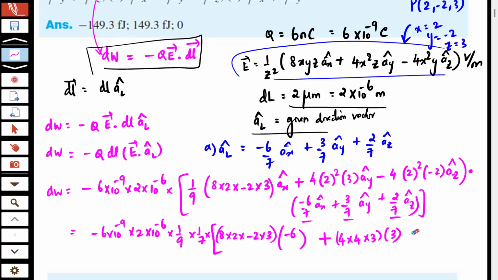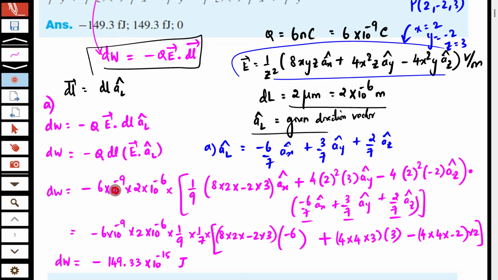And for the third term, which is minus 4 into minus 2 multiplied with 2. So when you do the computation of all these things, you will be getting minus 149.33 into 10 power minus 15 joules. This is the differential amount of work done for subdivision A.